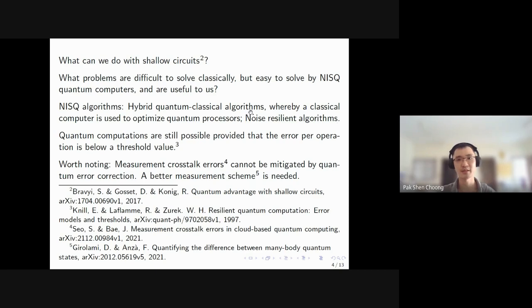Another part is the noise resilient algorithms, basically. And in a paper by Knill, Laflamme and Zurek, which is in 1997, they basically showed that it is possible to still have quantum computers when your error rate is below a threshold value. So this is directly generalized from classical computations.